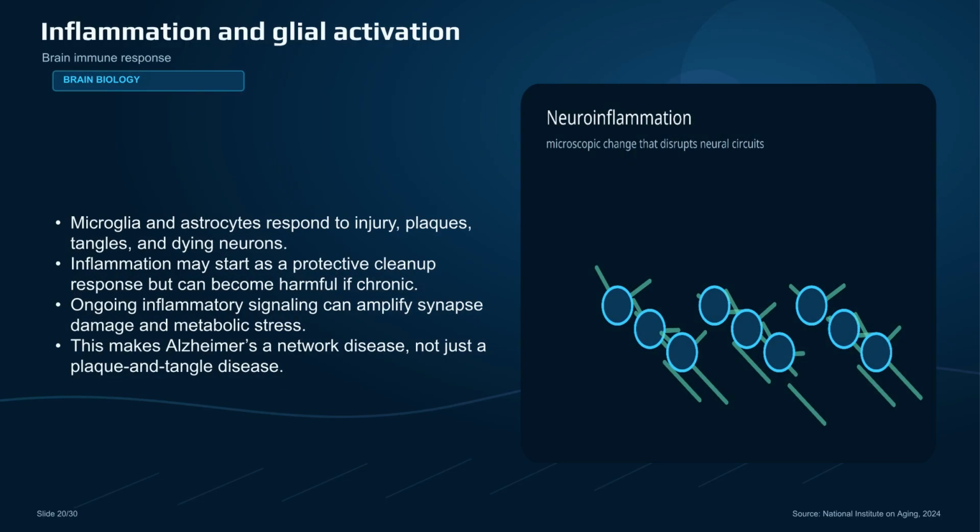Neuroinflammation involves microglia and astrocytes responding to plaques and tangles. While initially protective, chronic inflammation can amplify damage, making Alzheimer's a network disease rather than just a plaque and tangle disease.